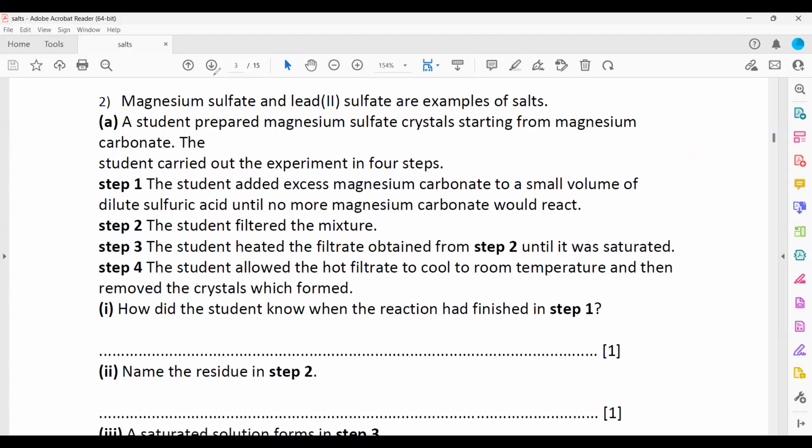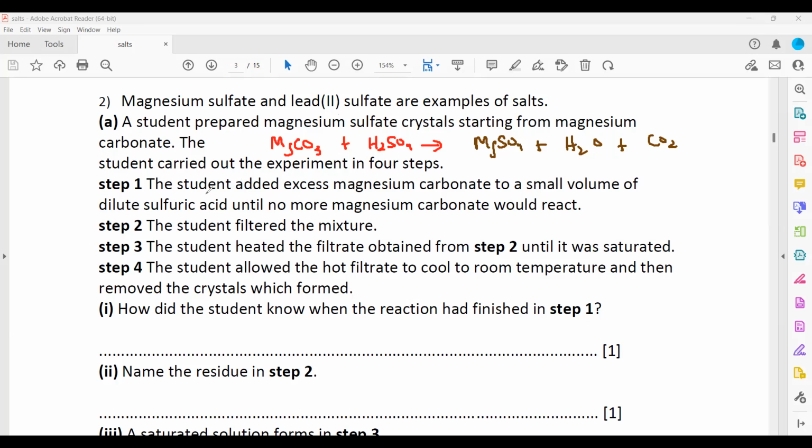So we are preparing magnesium sulfate by reaction of magnesium carbonate, MgCO3, with sulfuric acid. When the magnesium carbonate is in excess, there will be no more bubble formation, or a solid does not dissolve. It will produce magnesium sulfate, MgSO4, plus water, H2O, plus carbon dioxide, CO2. And the equation is already balanced, so we don't have to balance this.